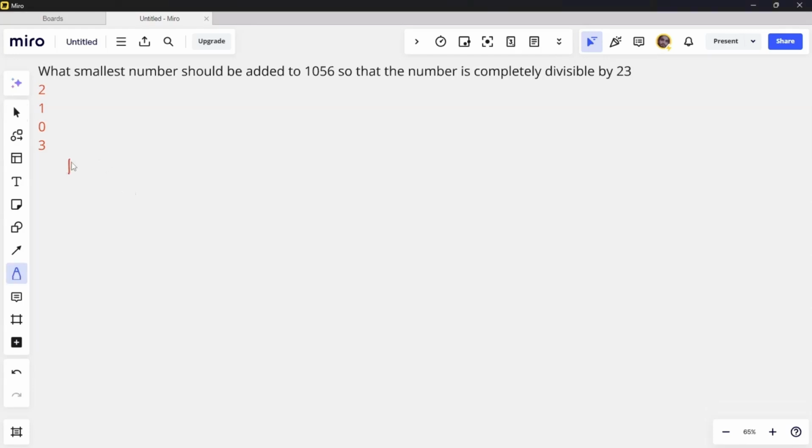Let me select the pen. First approach. Okay. Simply we will divide the number 1056 by 23. Okay. So what will be the answer? 1056 divided by 23. So 23 into 4: 4 3s are 12, carry 1, 4 2s are 8 and 1 is 9. So it is 92. Okay. So it will become 4 and 92. Subtracting, it will be 8, 5. It will be 13 and 6.